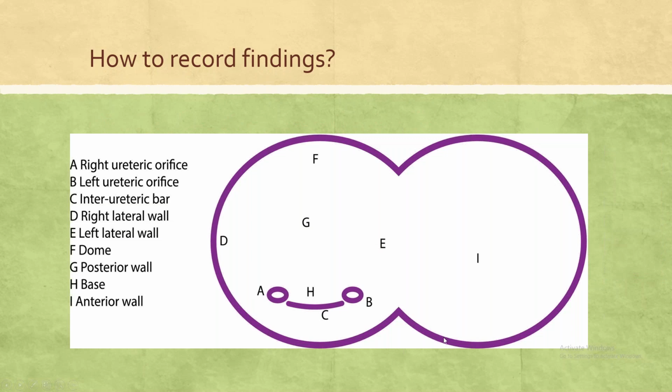Now, whenever you do cystoscopy, you have to record findings. You have to do it systematically and you have to record the findings systematically. So this is the drawing that you can use. Here, this is the trigone area basically. Both ureteric orifices, interureteric bar, and then these are different walls. And you have to explain the findings on this diagram.